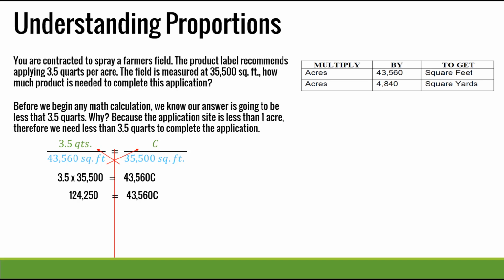Remember, we need to solve for the unknown variable, in this case, the amount of product needed. And to do that, we need to divide by 43,560 so that they cancel out on the right, and we're left with C, which is equal to 2.85 quarts, which makes sense because our application site is less than 1 acre.